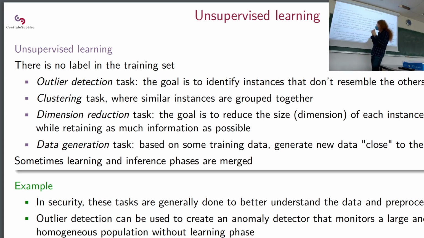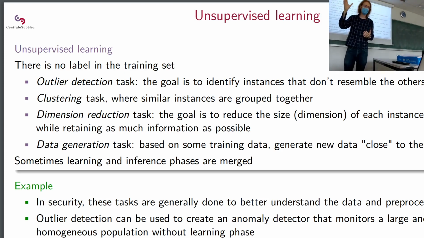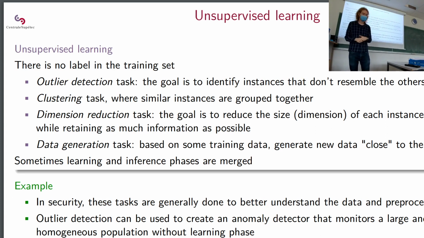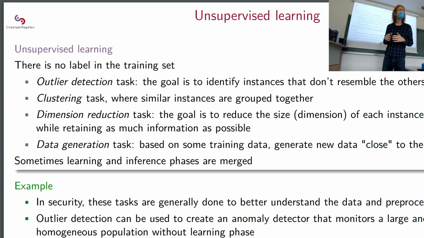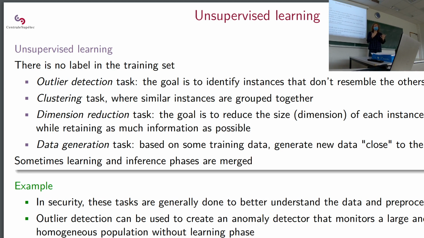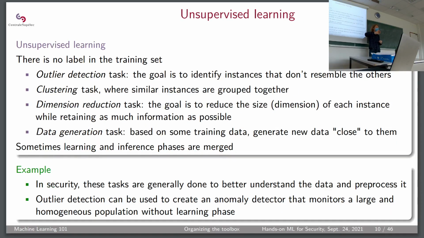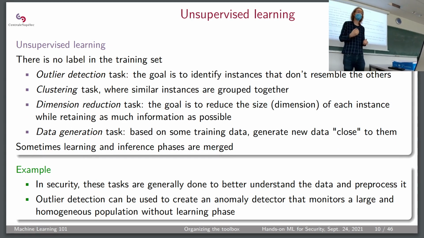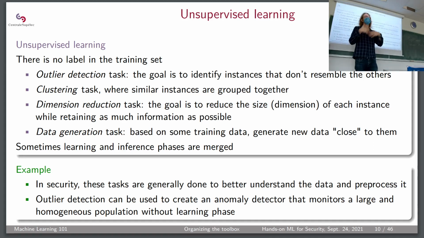So in security, we usually use these tasks as a way to understand your data. For example, to understand what the outliers are or what the different groups are with clustering. Outlier detection can also be used in an intrusion detection system. For example, if you have a population of computers or devices that are homogeneous, so they should have the same behavior, you can use outlier detection to detect whether one particular device is doing something else. And in this case, you don't need labels. It will just be because this device is not performing like the others that it will be detected as an outlier.